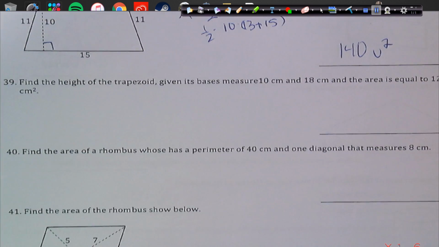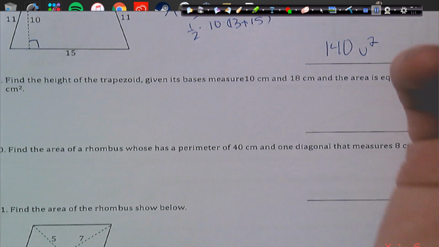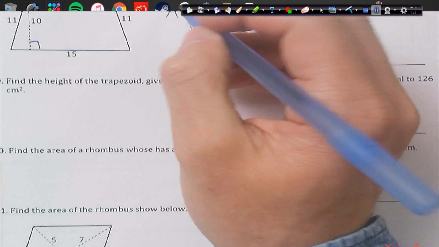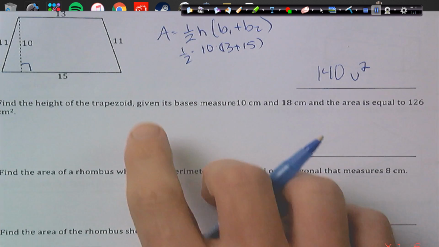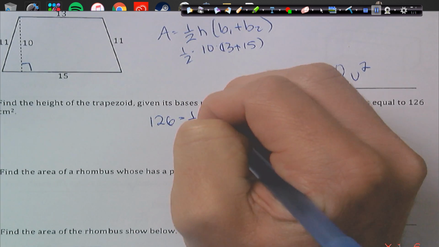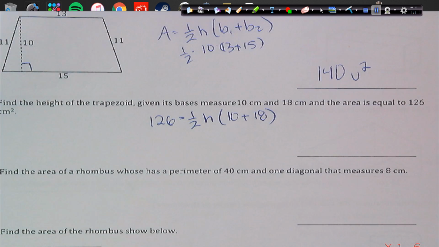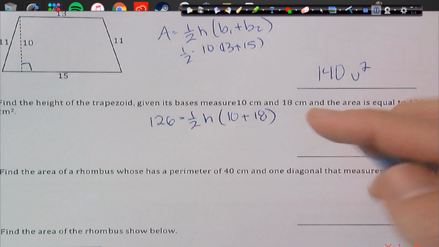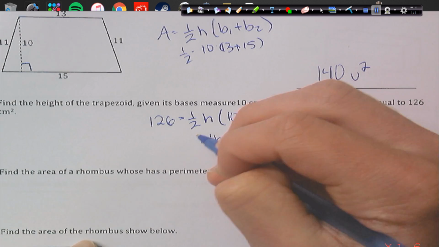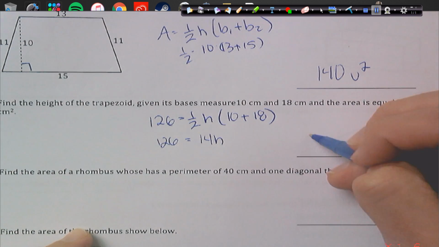Alright, this next one's more of an algebra problem. It says find the height if you know the bases and the area. So we use the same formula from up here, so I'm actually going to mirror it down here. My area is now 126. I don't know the height, but I know the bases. So that becomes 28, and then half of 28, so we get 14 times h equals 126. And then we can go ahead and just divide by 14. We get h to be 9.